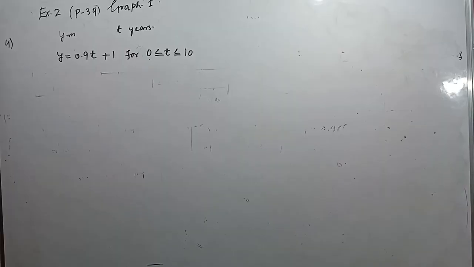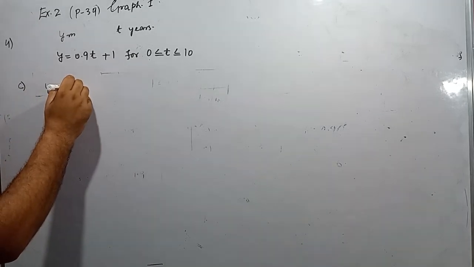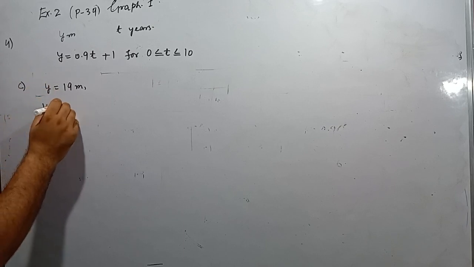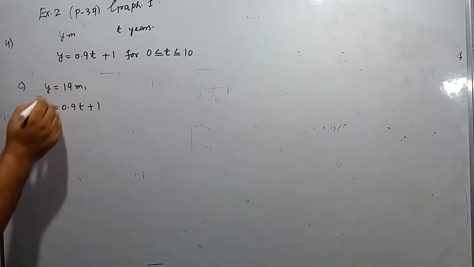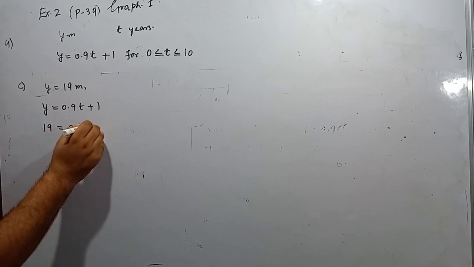You can see the part C of the question 4. In the part C, it is: Idris realises that the school's playground will be totally in shadow when the tree is 19 meters tall. Use the formula to find out when this will happen and comment on your answer. So here y is equal to 19 meters, and we need to find the t. We have the formula y equals 0.9 t plus 1. So here in place of y, I will do the substitution. It's 19 equals 0.9 t plus 1.